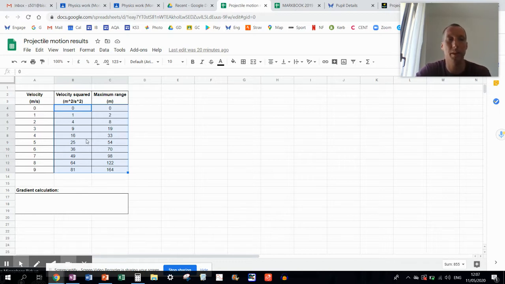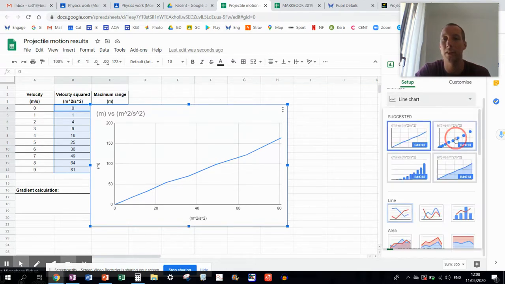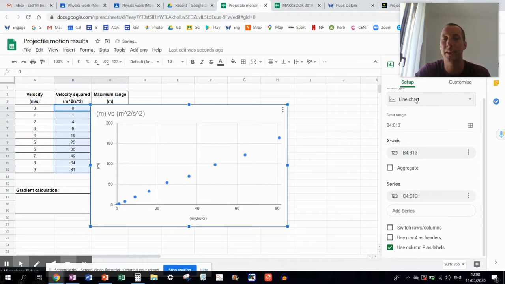Sometimes it takes a while to come up, sometimes it doesn't. Now, the first thing we've got to think about when it turns up is, is it set up as we want? First thing, I don't like this having no points and just joining the dots, so I'm going to change from a line graph like they've drawn to a scatter graph. Okay, so go to the setup, and we're going to change to a scatter graph. We're going to insert our own best fit line instead.